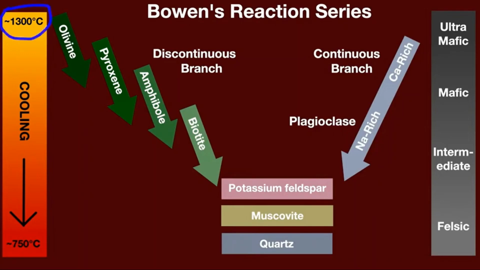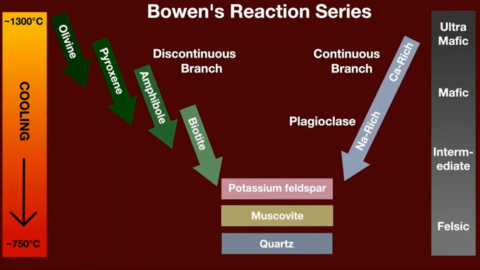At the top, it's about 1300 degrees Celsius, and at the bottom, it's about 750 degrees Celsius. On the far right, you see a scale for what is essentially bulk mineral composition. Remember that mafic means that a mineral or rock is rich in magnesium or iron, while felsic means that a rock or mineral is rich in silica.